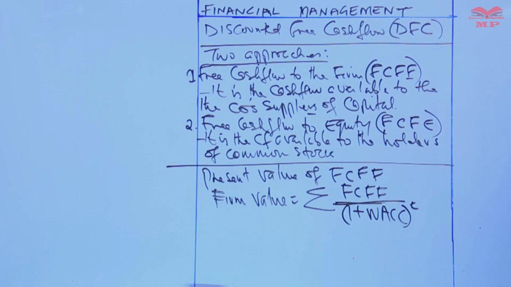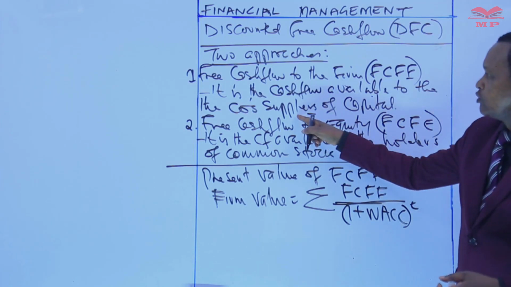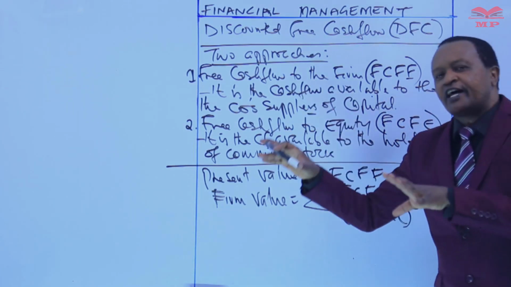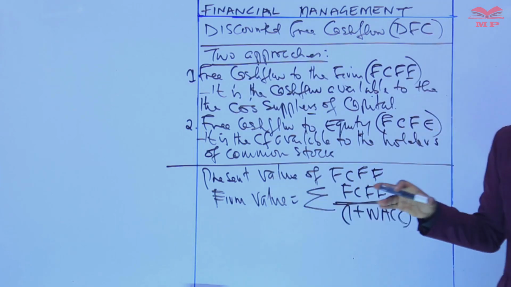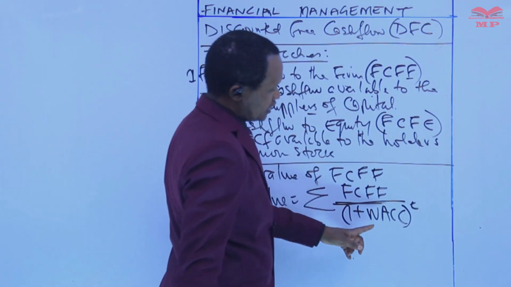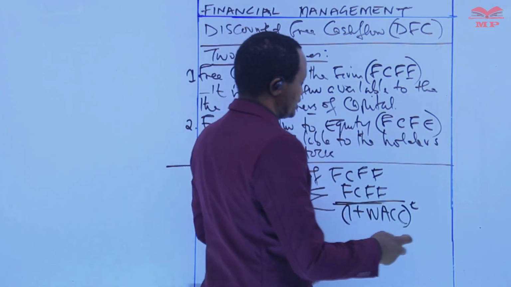because we are dealing with all the suppliers of capital. So therefore, candidates, because future cash flows to the firm is the cash flow available to all suppliers of capital. Using the weighted average cost of capital to discount the cash flows gives the total value of the firm's capital. So this is the weighted average cost of capital, and this is how it is calculated.